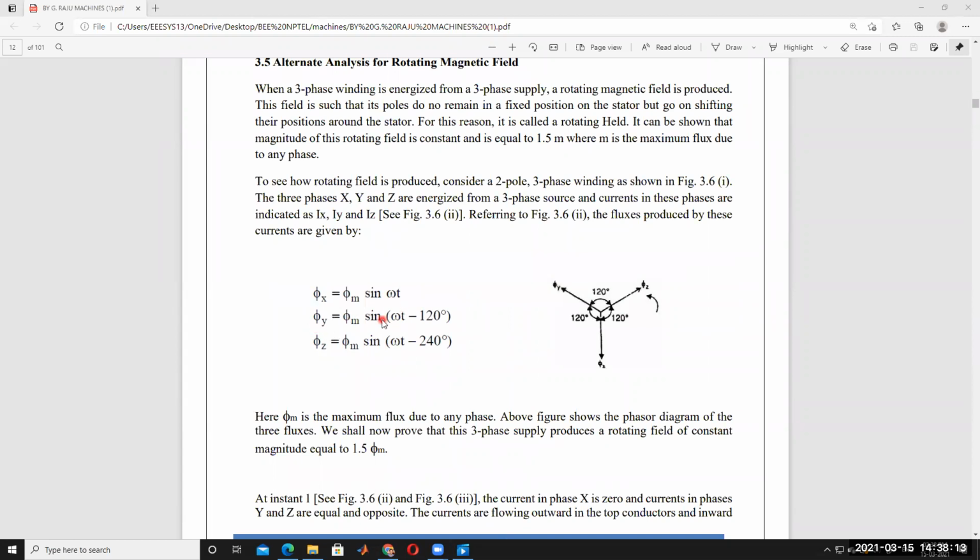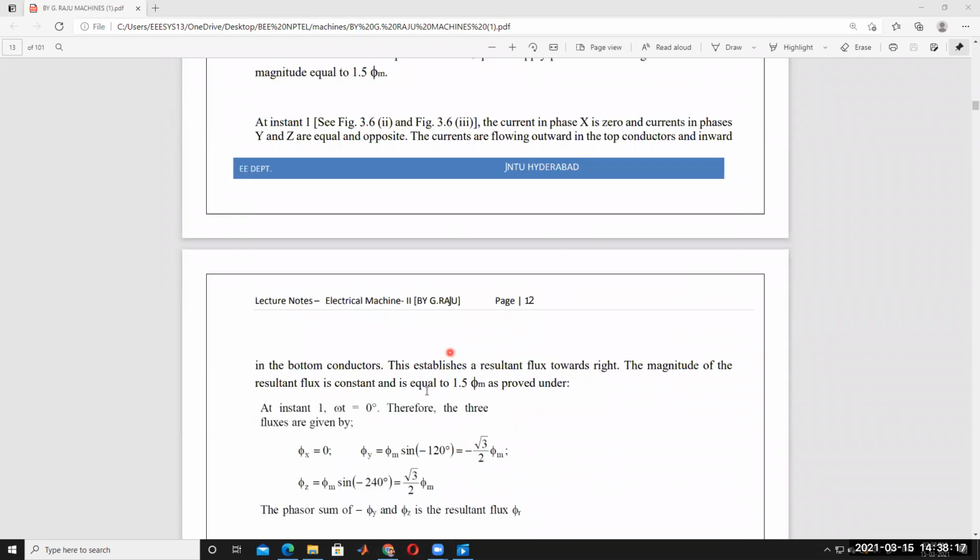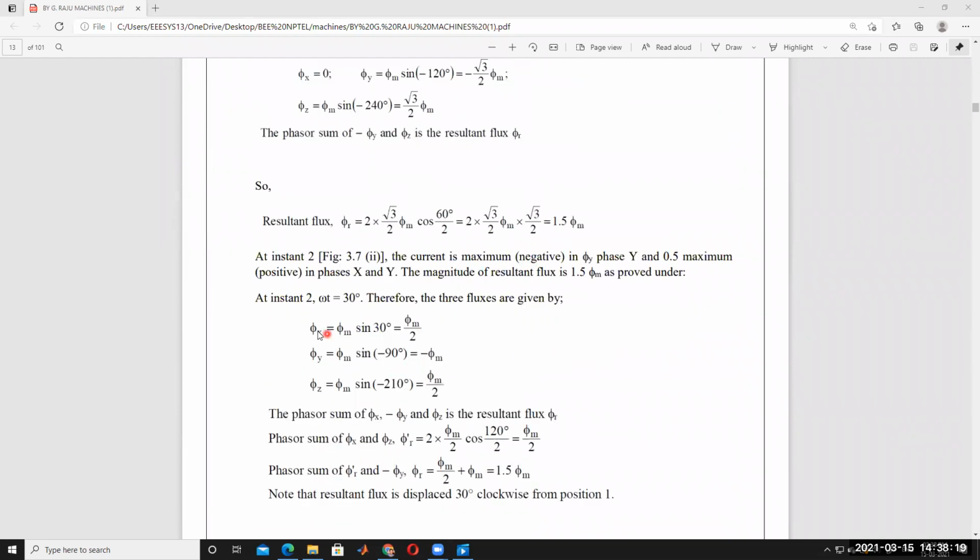Phi y is equal to phi m sin of 30 minus 120, and phi z is phi m sin of 30 minus 240 degrees. Substitute the three values. Phi x is equal to phi m sin 30. Sin 30, you know well, is 1 by 2. So phi m by 2.